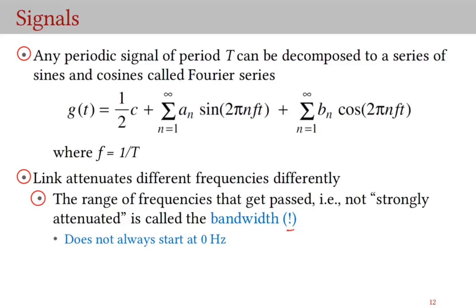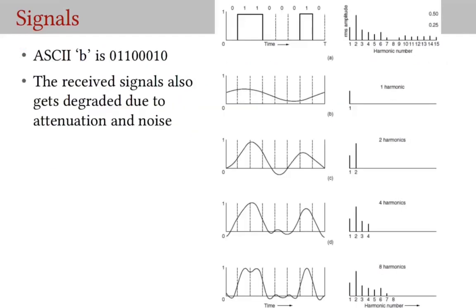Often the bandwidth of a link is limited by using some kind of filter that allows a certain range of frequencies to pass but blocks the rest. And therefore, the range of frequencies that can pass need not start at 0. When a link attenuates the different frequency components of a signal differently, it results in the received signal getting distorted.